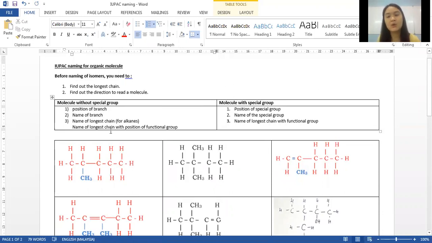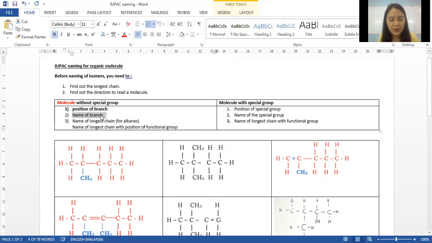Now the next thing is we'll be looking into a specific example. How do we name the molecule using the IUPAC naming system? Always remember, whenever you need to name a normal organic molecule, your name should have these three compositions inside. The naming of a normal organic molecule should start with the position of the branch.